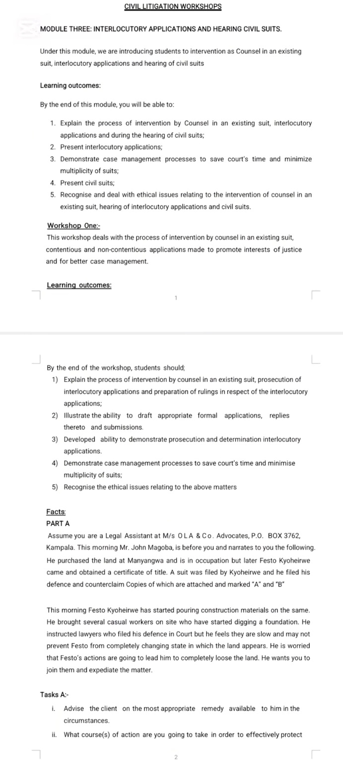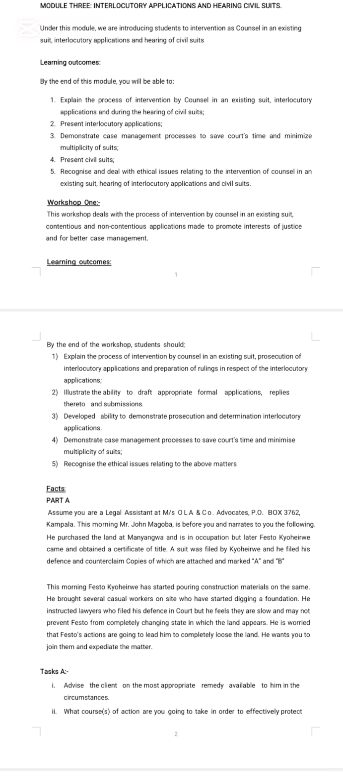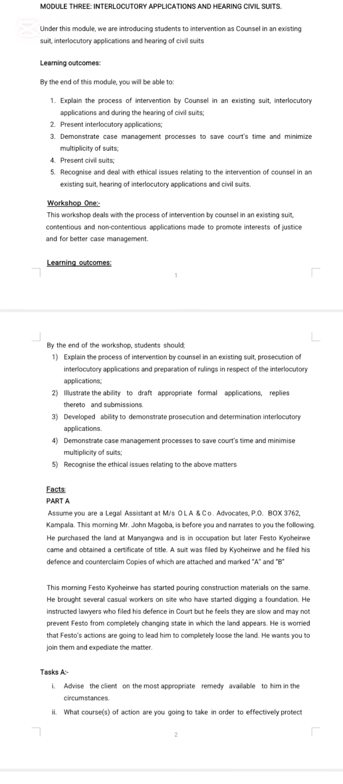So, learning outcomes. By the end of this module, you will be able to, one, explain the process of intervention by counsel in an existing suit, interlocutory applications, and the hearing of civil suits. So basically, when we talk about intervention of counsel, it means that counsel can intervene in two ways. One, when there is withdrawal of instructions from the first advocate, and new instructions have been given, you have to proceed and file what we call a notice of change of advocates. But it could also be joint instructions where, for example, the client is being represented by more than one advocate. So you also have to file what we call joint instructions.